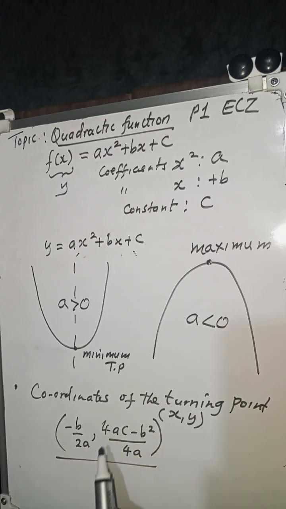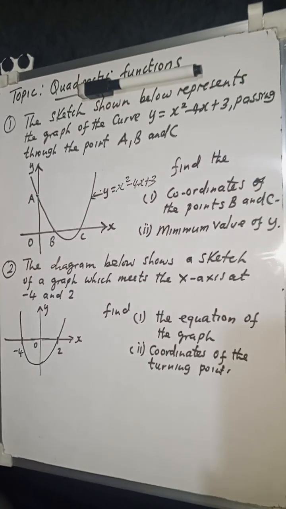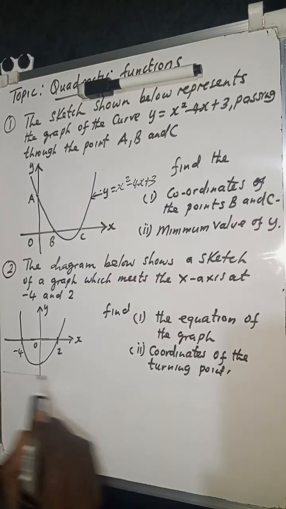But where are we getting this? Remember, these values are coming from the coefficients, your a, your b, and your c. So those are the values that are found in this one. So you can use that to find the coordinates of the turning point. Let me just show you how you can quickly go about that. Let's look at some sample questions so that you are able to see how you can go about that.